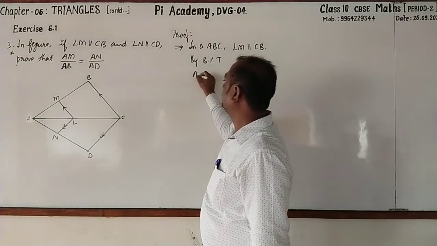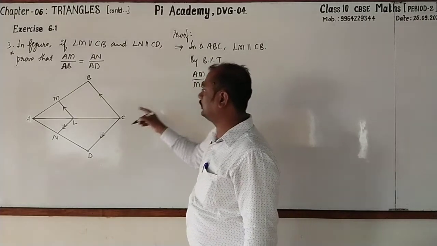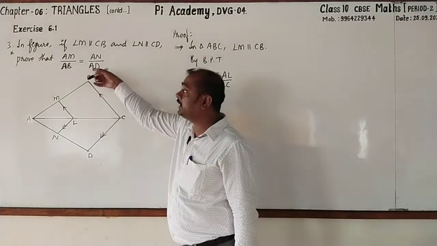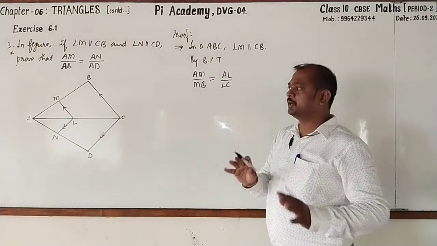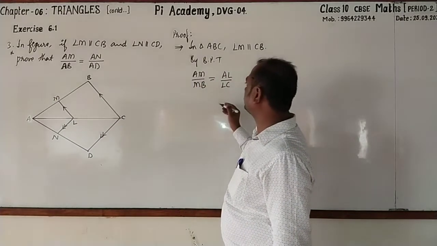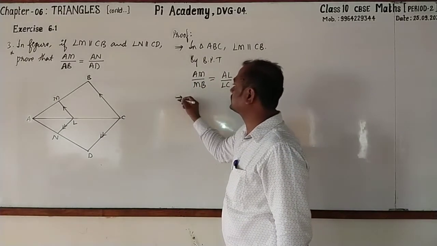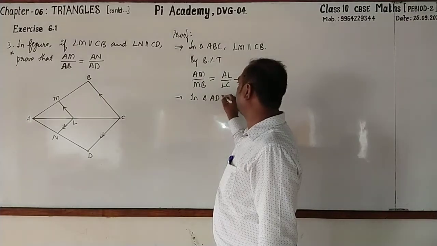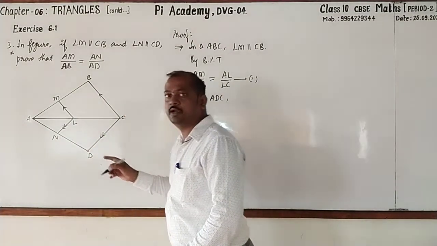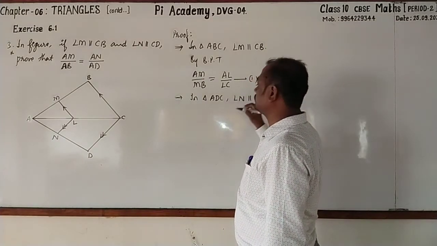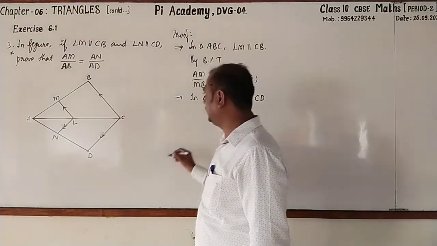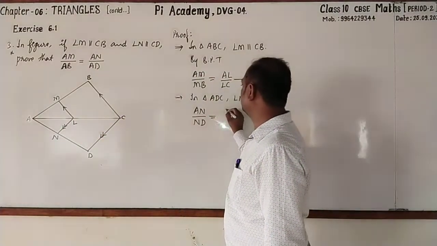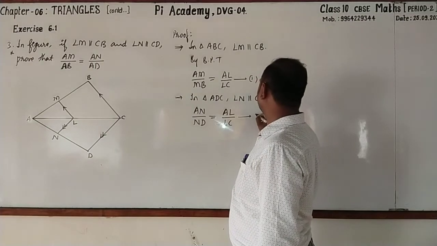AM by MB is equal to AL by LC. But we are going to prove AM by AB. AB is not there. Never mind. Here common side is there. Just go for continuing this. You may call it statement 1. Next, take another triangle. What is that? ADC. In triangle ADC, LN is parallel to CD. If it is so, we can write AN by ND is equal to AL by LC. You can call it statement 2.